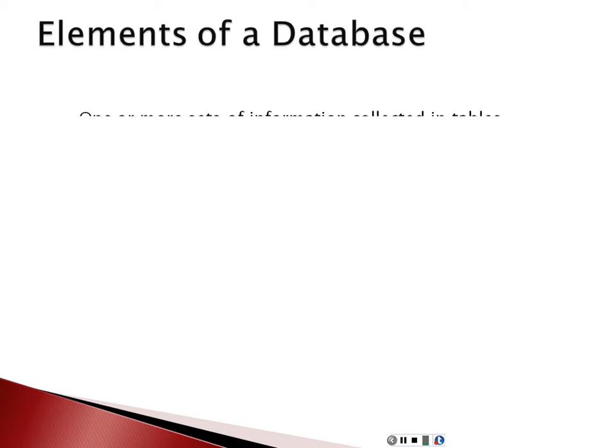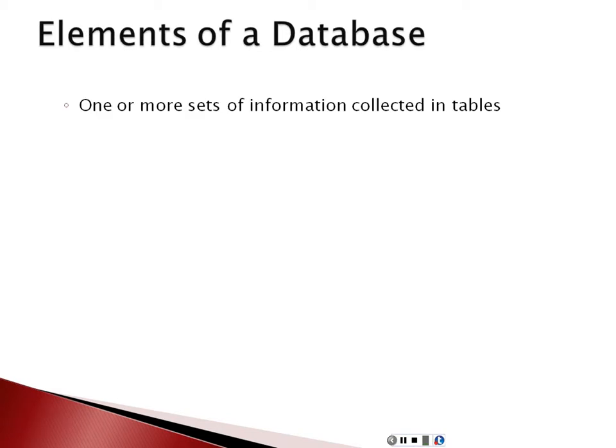Let's look at the elements of a database. One or more sets of information collected in a table. That's what a database is. And a table consists of rows called records. So across the row, that's regarded as a record, and columns are called fields.